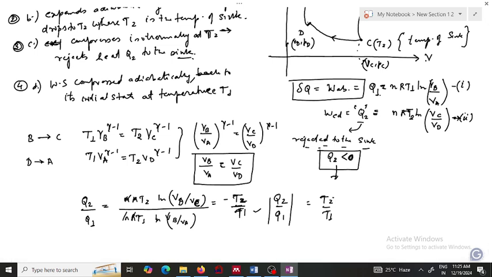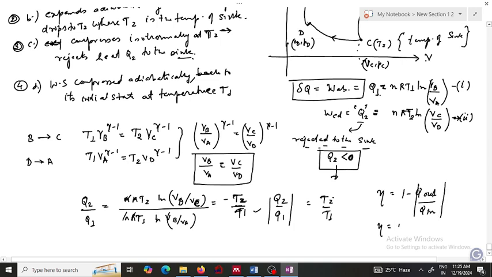As you are aware, the thermal efficiency of a heat cycle, as I already derived, equals 1 minus Q out upon Q in modulus. So eta equals 1 minus, what is Q out? Q out is Q2 upon Q1 modulus, and it is certainly equal to 1 minus T2 upon T1. So what we are getting is that the heat efficiency of a Carnot cycle depends only on the temperature of the source and the sink. Sorry, T2 is the temperature of the sink here, and T1 is the source.